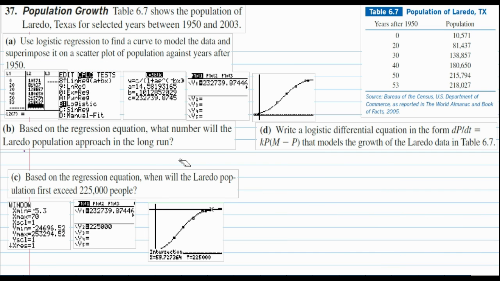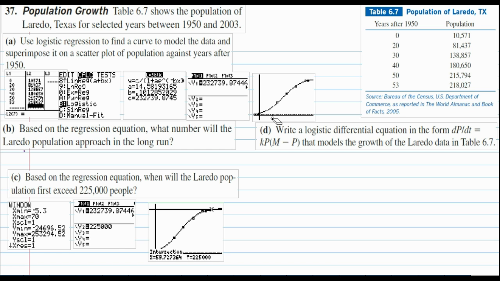The Now Try problem number 37 explores the same context. Table 6.7 shows the population of Laredo, Texas for selected years between 1950 and 2003. So we're going to use logistic regression to find a curve to model the data and superimpose it on a scatter plot of population against years after 1950. So years after 1950 went into L1 again, population went into L2, did a logistic growth regression, and found that, put it into Y1, and then obviously turned on plot 1, and then superimposed those.